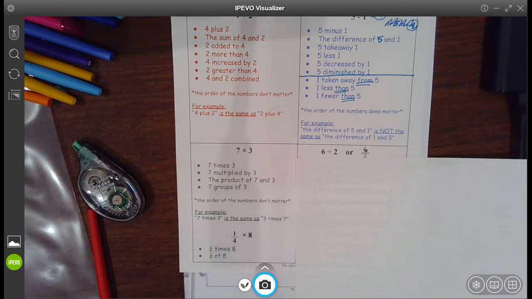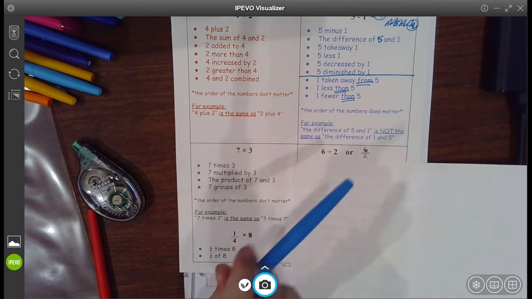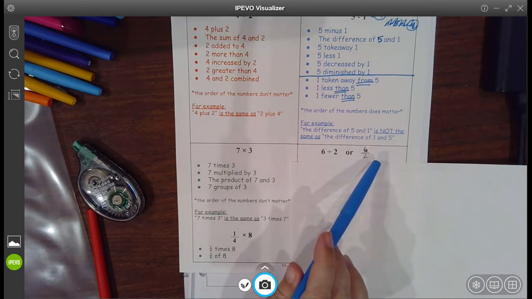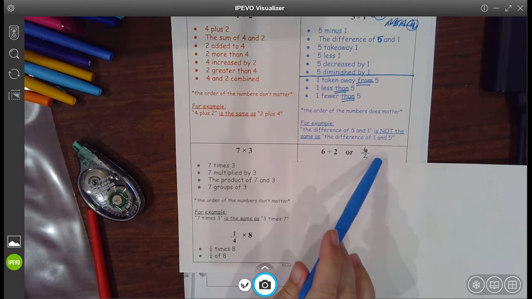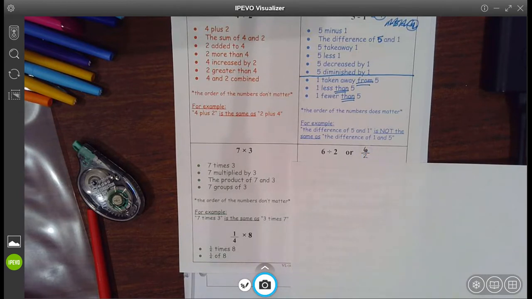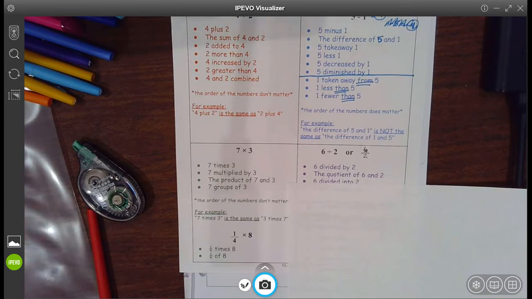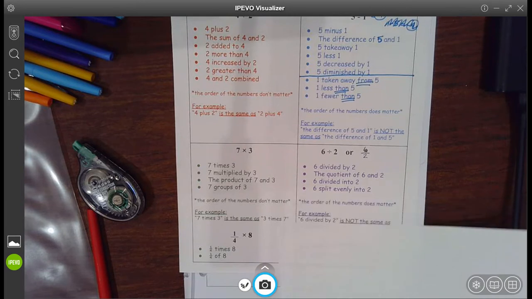Now, to represent this, 6 divided by 2 or 6 over 2. This fraction is literally saying the same thing as this, because a fraction bar is saying top divided by the bottom. So it's saying 6 divided by 2. So how could you write it out in words? Exactly what we just said, 6 divided by 2. And then what are some other fancy ways that you can say it? The quotient of 6 and 2, 6 divided into 2, 6 split evenly into 2. All of those work.